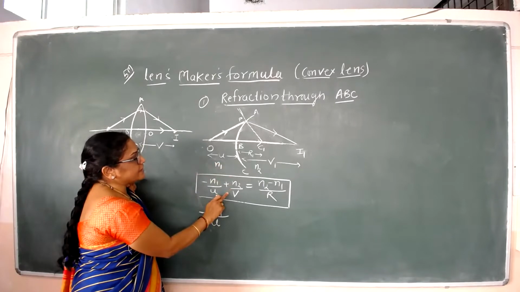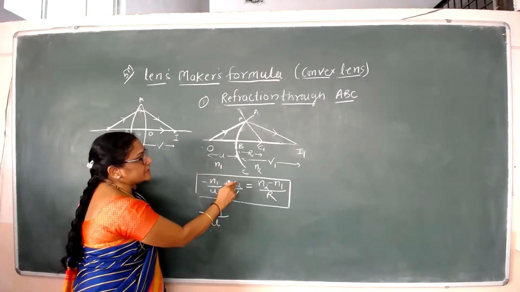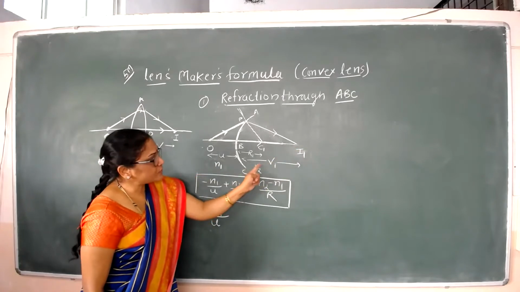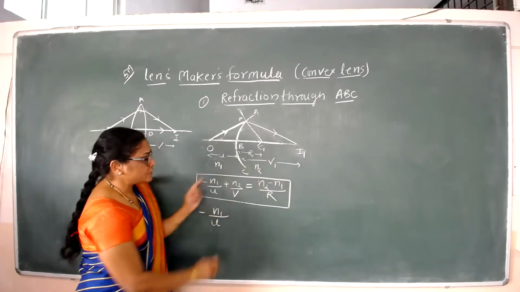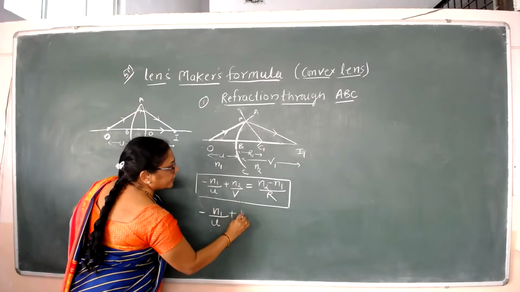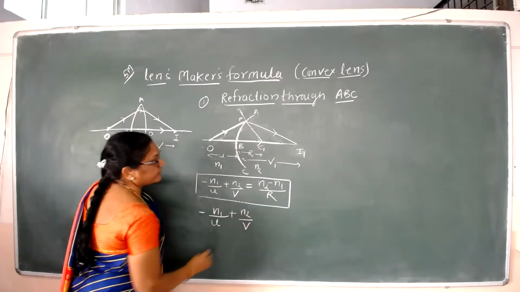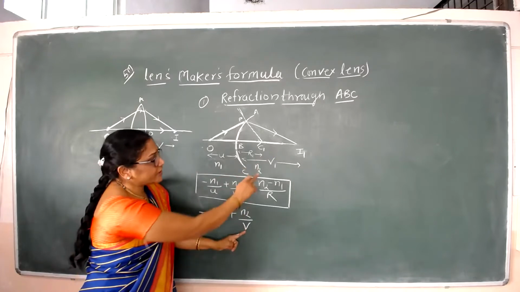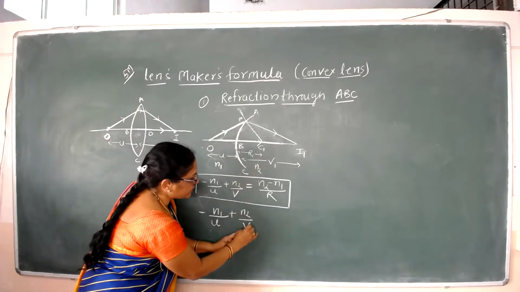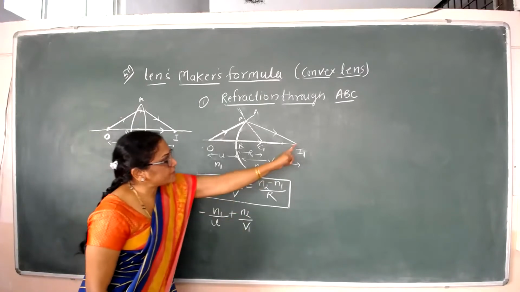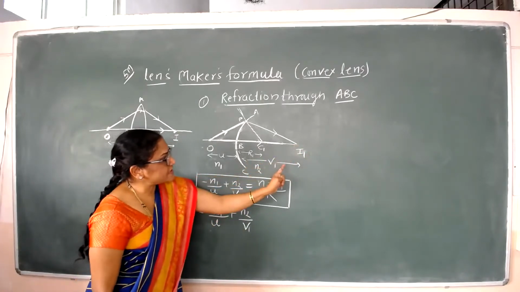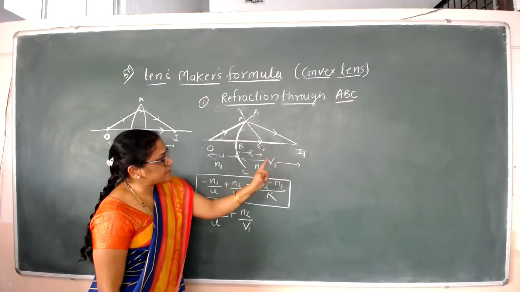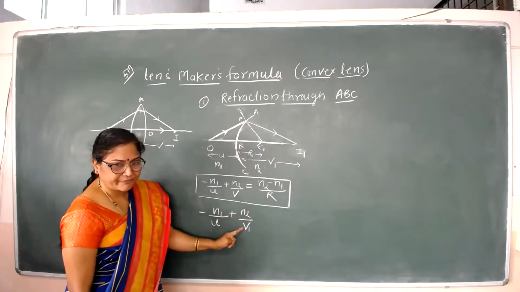Then the next part: the image is found in the denser medium whose refractive index is N2. So here plus N2 divided by V. N2 is the denser medium, V is the image distance. What is the image distance in the figure? V1. So we write V1 here. The image is I1 and the distance is V1, so replace this value with V1.